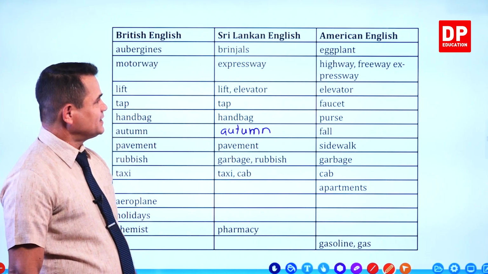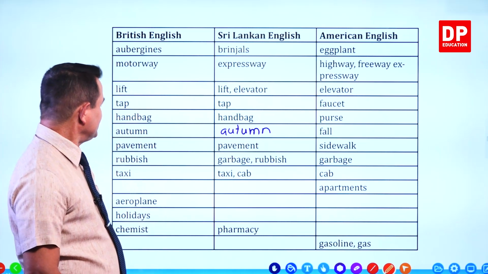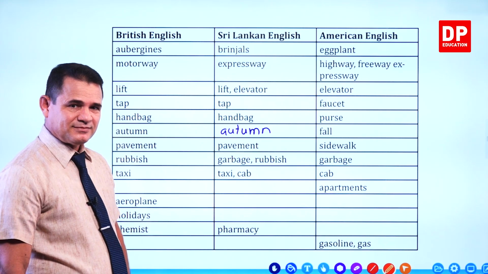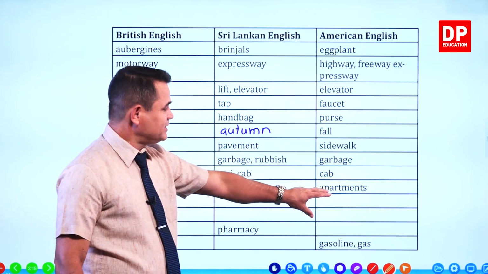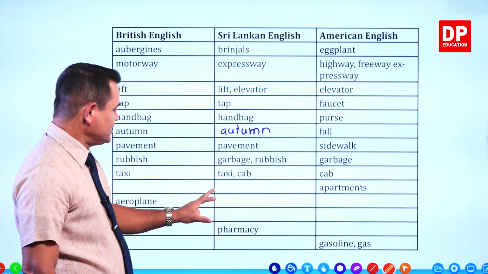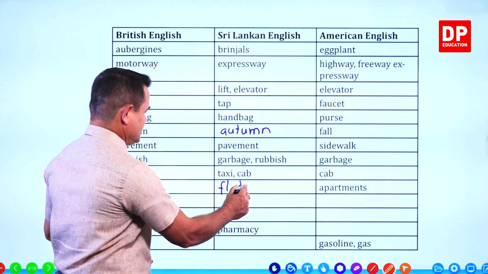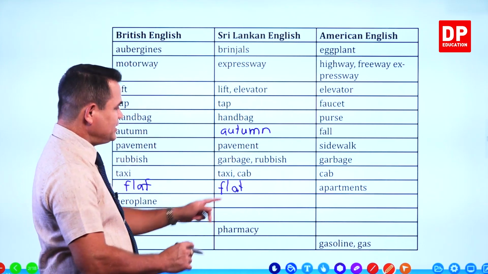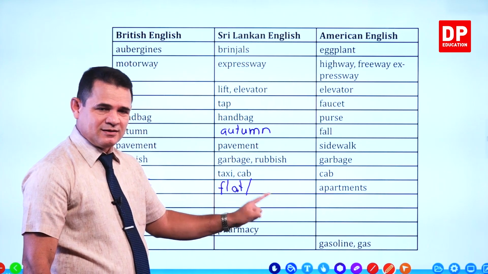And the next one, apartment. Apartment is American. And then for that, Sri Lankan and British, there it is given in American English, apartments. And Sri Lankans, we use sometimes flat. And British also flat. And also sometimes we use apartments as well. Apartment එකත් අපි use කරනවා in Sri Lanka.